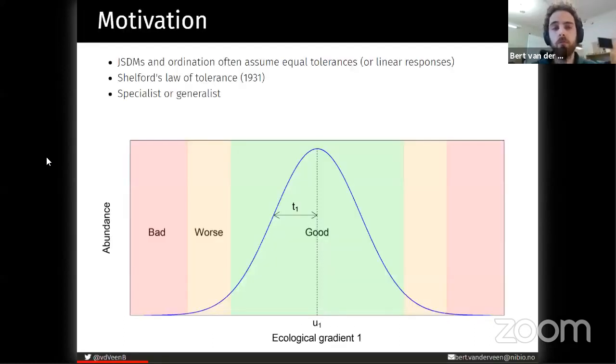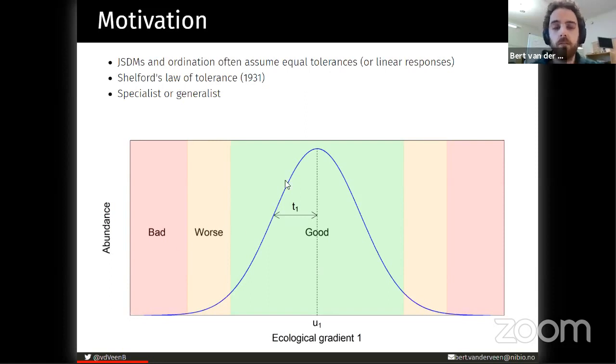My motivation for doing this is that a lot of the ordination methods and GSDMs out there often assume that species have equal tolerances on the environment or a linear response. But for almost 100 years, we've known that this is not the case. Very typically, we know that by some species being specialists, some being generalists.